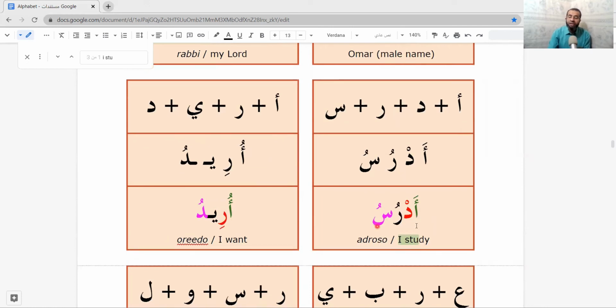As you see here, all the letters are separate because Alif is not connected to the left. Dal is not connected to the left. Ra is not connected to the left. And then Sin comes at the end. So this is adrusu, I study.